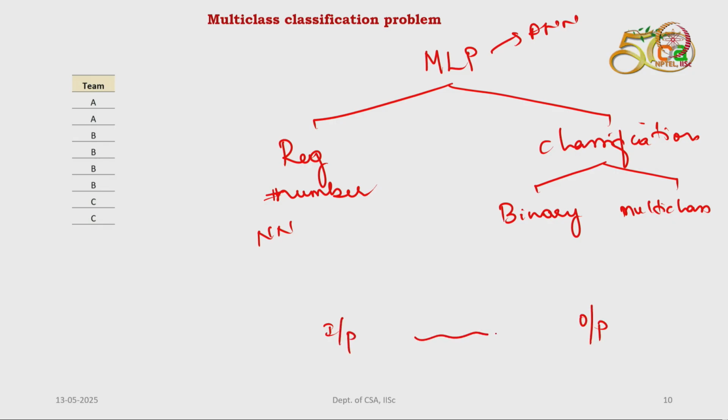Next, when you talk about neural networks, we have an input, we have an output, and we have a hidden layer. Usually we do not call it an input layer; let us call it input, hidden layer, and output layer. Let us talk about the output. When it is a regression problem, the number of neurons at the output layer will be 1.